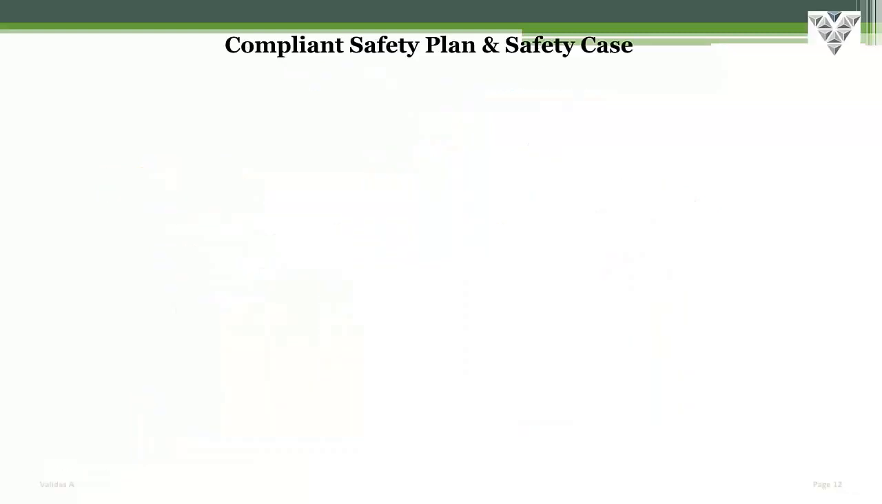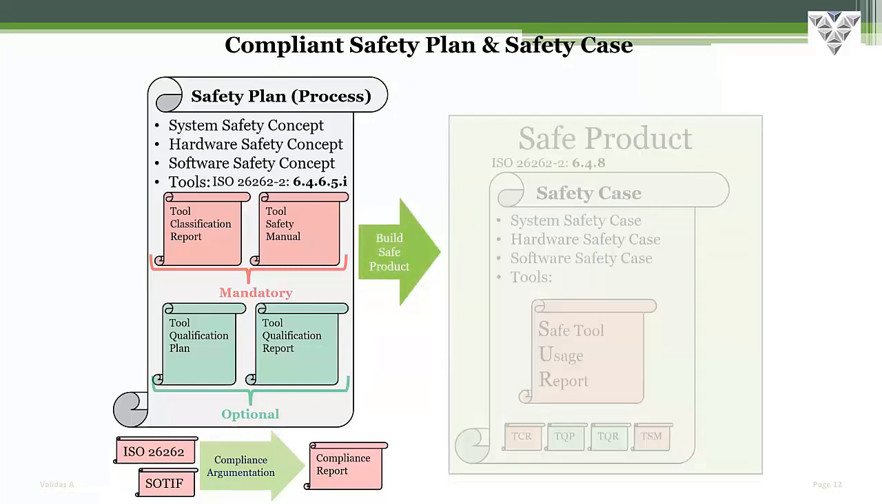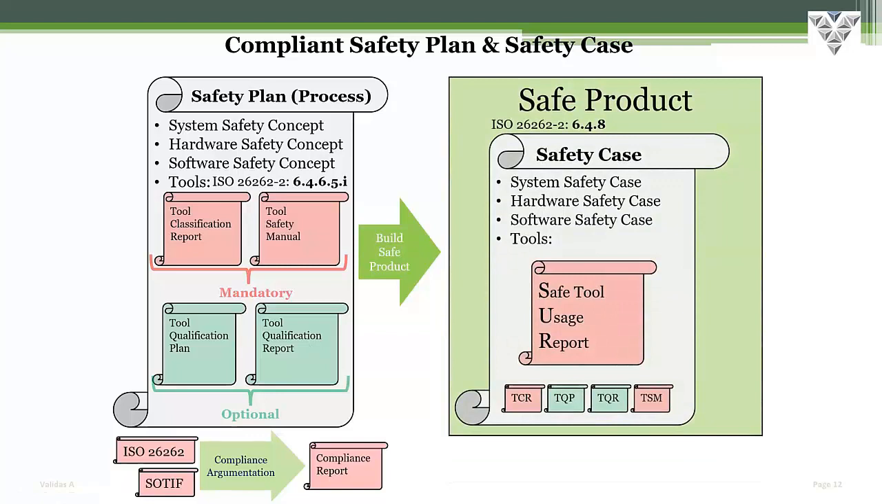And in order to really build a safe product, you need a safety plan, and that involves the hardware safety, the system safety, as well as the software safety. And also, it's the tool safety as well, the tools compliance. And there are many components to that, and that includes the tool classification report, the tool safety manual, the tool qualification plan, as well as the tool qualification report. And in order to build a safe product, it requires a safety case.